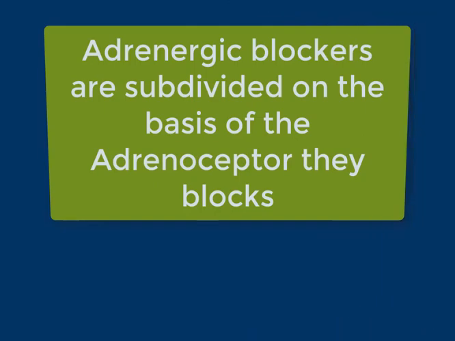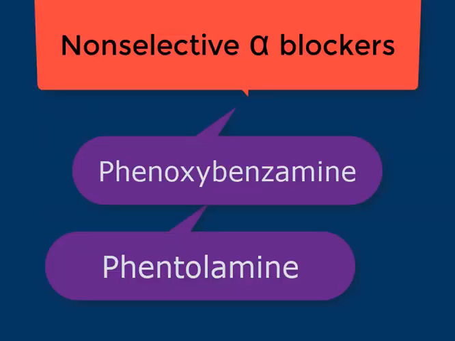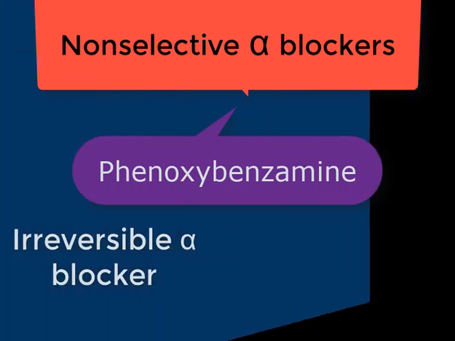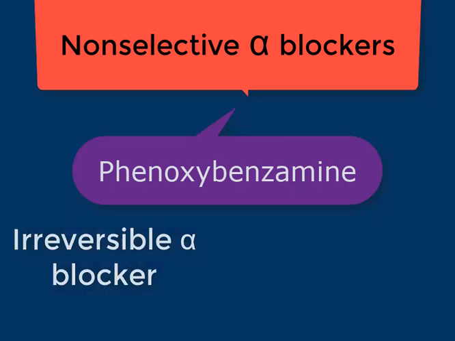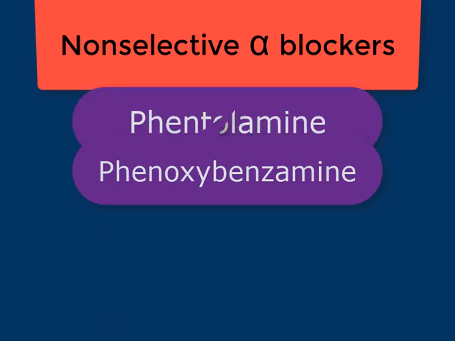We start with non-selective alpha blockers. Non-selective alpha blockers are Phenoxybenzamine and Phentolamine. Phenoxybenzamine is an irreversible alpha blocker. It binds covalently to alpha receptors, causing irreversible blockade of long duration. The major use of phenoxybenzamine is in the treatment of hypertensive episodes caused by pheochromocytoma. Pheochromocytoma is a rare tumor of the adrenal medulla that secretes huge quantities of epinephrine and norepinephrine.